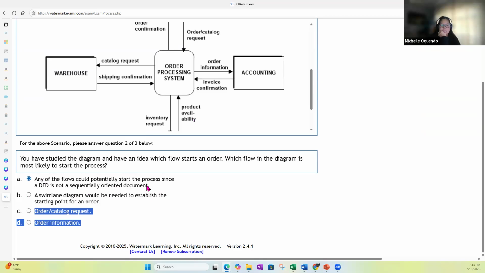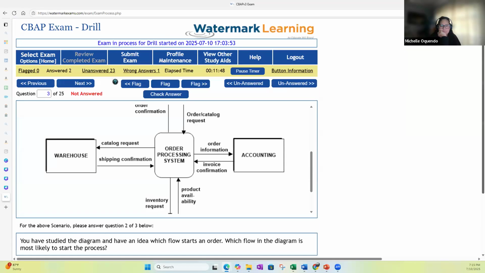Which one sounds logical? A DFD, data flow diagram? Okay. Let's test it.